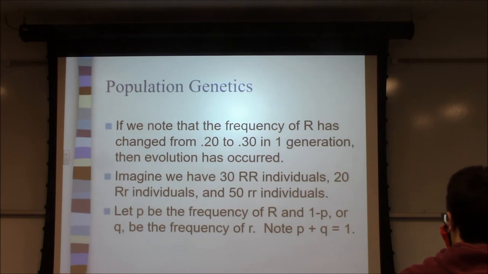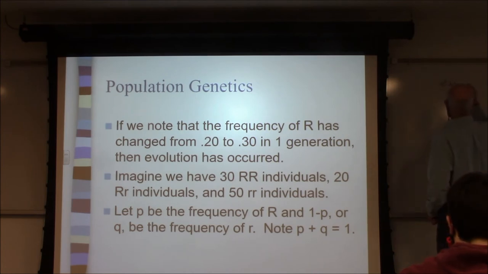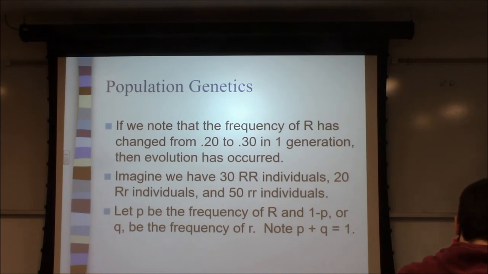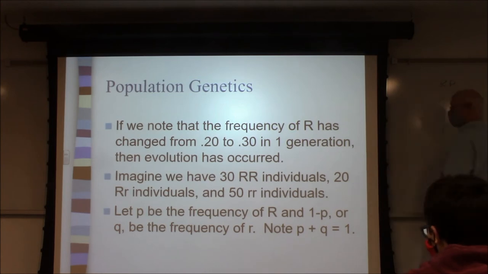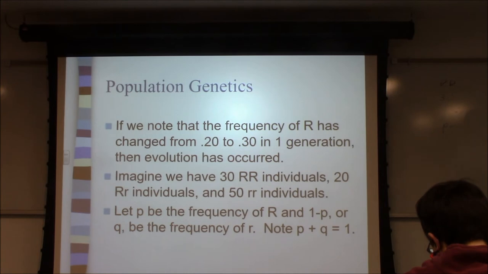Let's write this down. So big R, little r. And we have 30 of these, and 20 of these, and 50 of these. Okay? So if P is equal to the frequency of R, then 1 minus P is going to be the frequency of little r. So we're going to call that Q. So P is equal to 1 minus Q. Or alternatively, P plus Q equals 1. The frequency of big R plus the frequency of little r has got to be equal to 1.